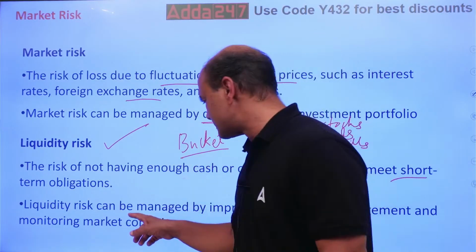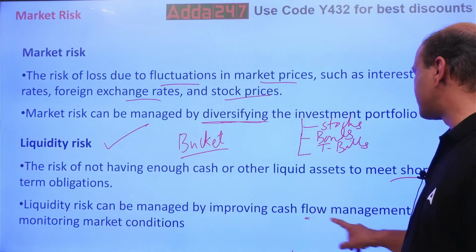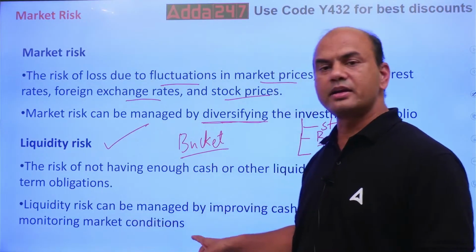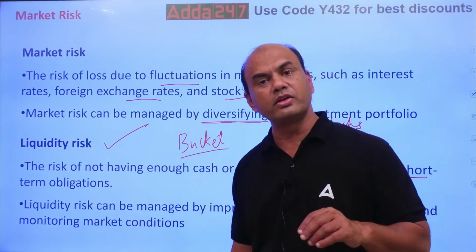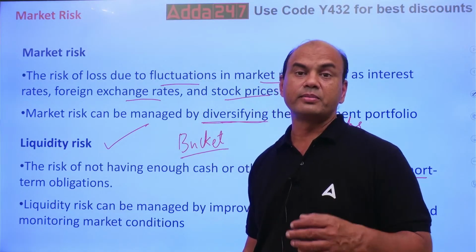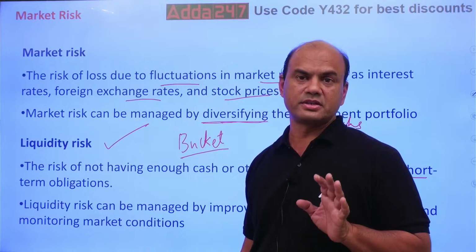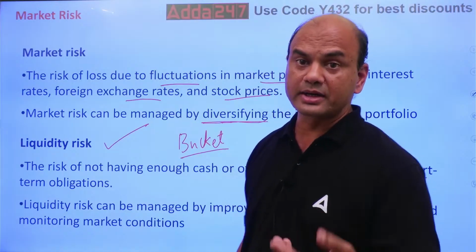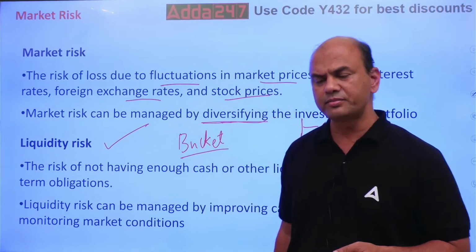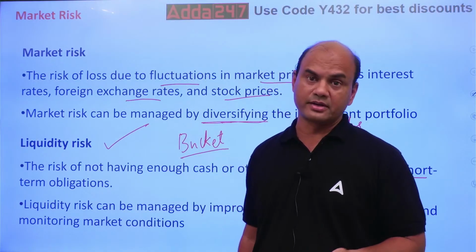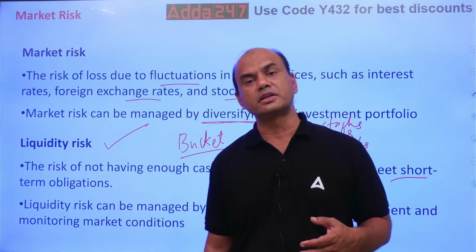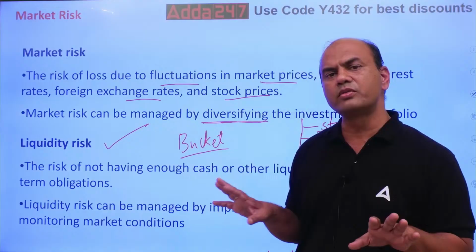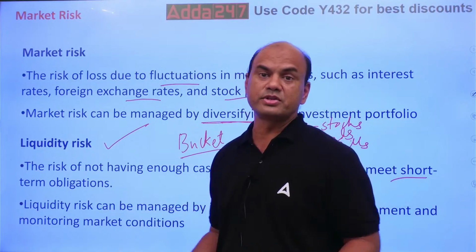Once you match this, liquidity risk can be managed by improving the cash flow management. This cash flow management can be done using this bucket system and monitoring the market conditions. What is going on in the market? Accordingly, your treasury, your fund management team should take the positions. Very simple. If the world markets are moving towards the downside, you have to take the short position, so that you earn in that. If the world markets are moving upside, then you have to take the long position, depending on the market in which you operate.